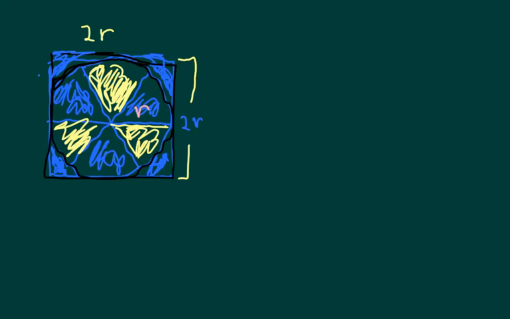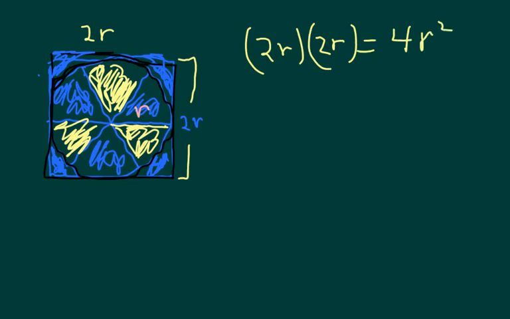Well, the entire square area is pretty easy to calculate. It's just the length times the width, or 2r times 2r, which would give us 4r to the second power. The area of the circle is not that complicated. We use the formula that the area of the circle is pi r squared, and in the directions it tells you to use 22/7 for pi. So this is the area of the square. The area of the circle would be 22/7 times r squared.